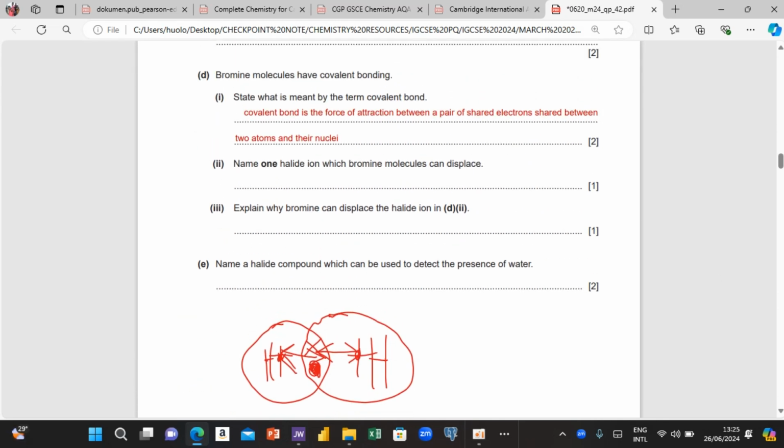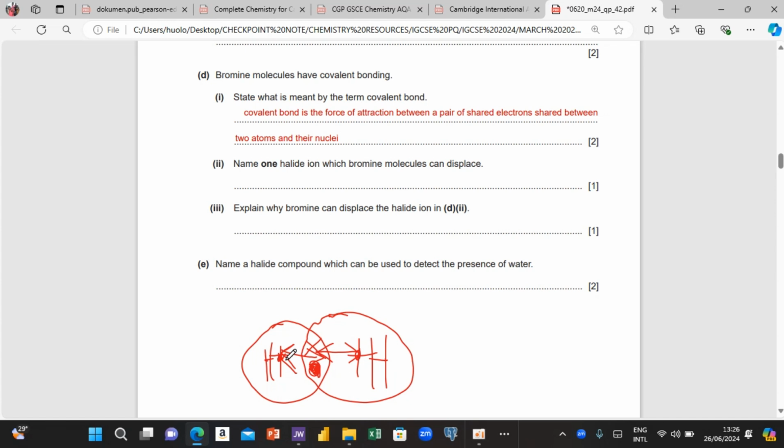Look at the definition again. Force of attraction between a pair of electrons, the pair of electrons that is shared between two atoms, and their nuclei. So the force of attraction comes from the shared electrons and the nuclei. I hope that helped to explain that definition. Now we make progress to the next question.